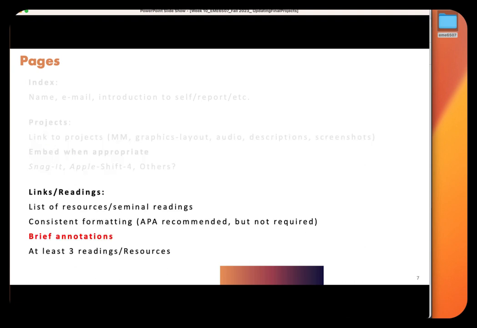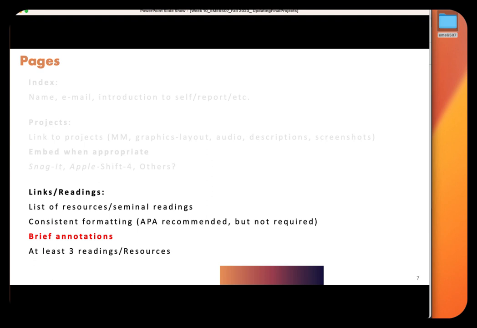And then for your links readings, we've talked about this, a list of at least 3 web resources and at least 3 seminal readings or readings of some sort. They don't necessarily have to be seminal readings, but helpful readings. You want to use some sort of consistent formatting. It doesn't have to be APA, but I would recommend it because you will be doing APA for various courses and also on your comprehensive exams if you're in the master's program, the ID&T master's program. So it's always good to kind of get used to that. And then provide brief annotations, 1 to 2 sentences on the links and readings, why they're useful, etc.